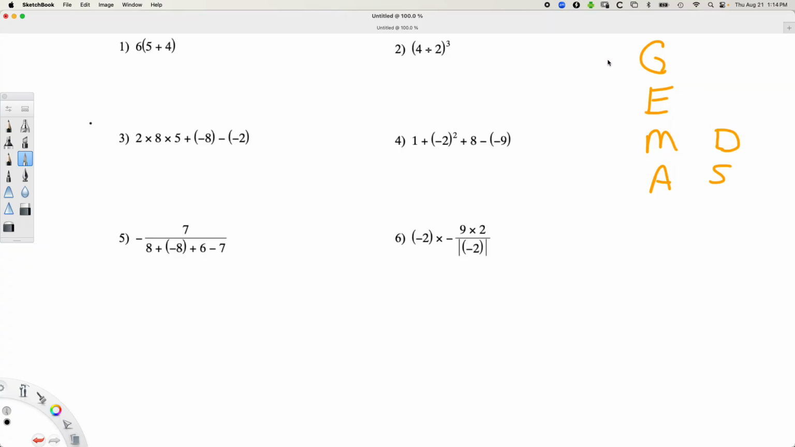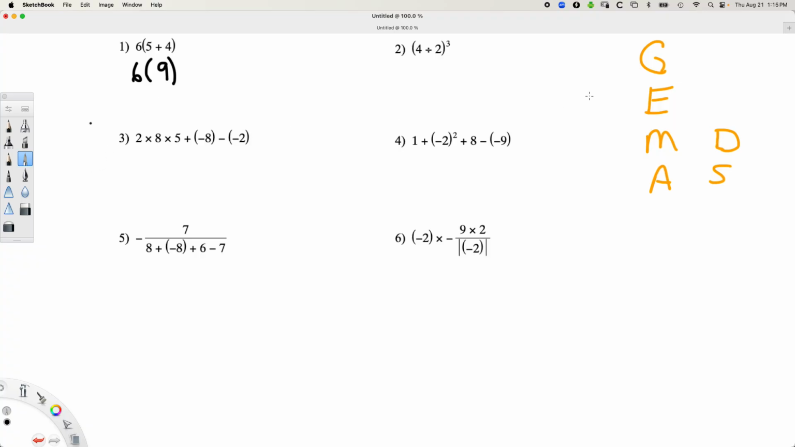Do I have any grouping? I look at this first problem, and the answer is, yeah, right here. 5 plus 4 is in parentheses. So that's the first thing I'm going to do. I'm just going to bring down the 6, and 5 plus 4 is, of course, 9.